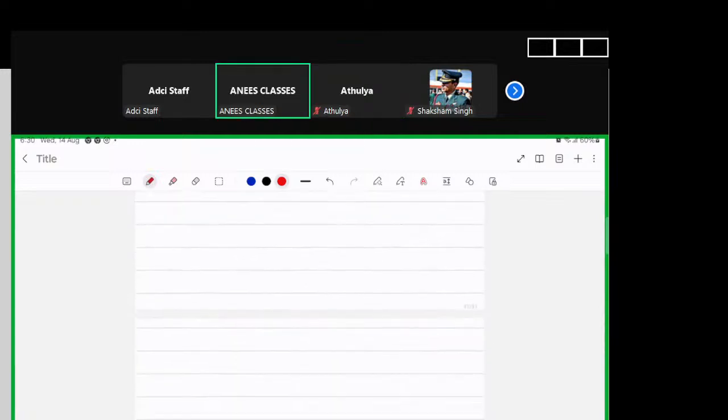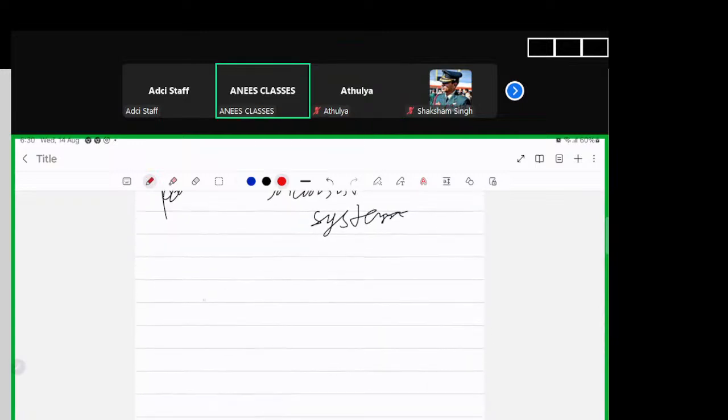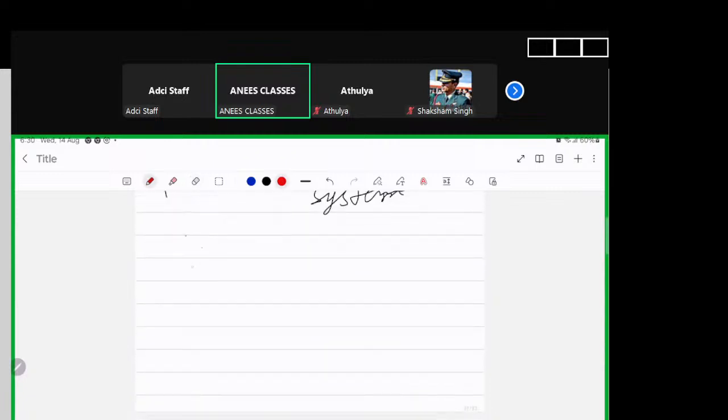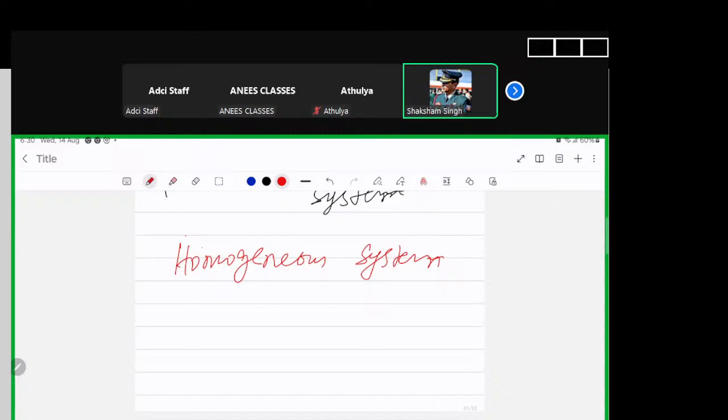Now I will shift to homogeneous system. Very, very important, homogeneous system. Saksham, can you tell me what is homogeneous, what is non-homogeneous? Sir, when degree of each term is same, homogeneous. And non-homogeneous when degree of at least one term differs, okay? Yes, sir.